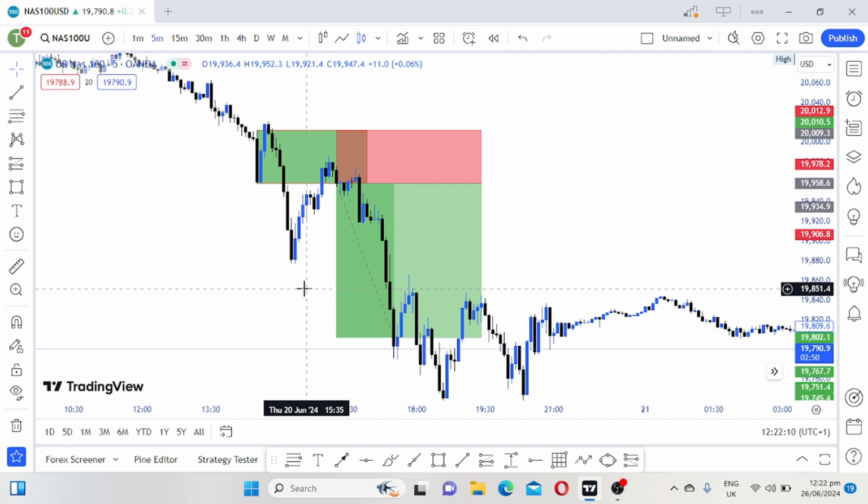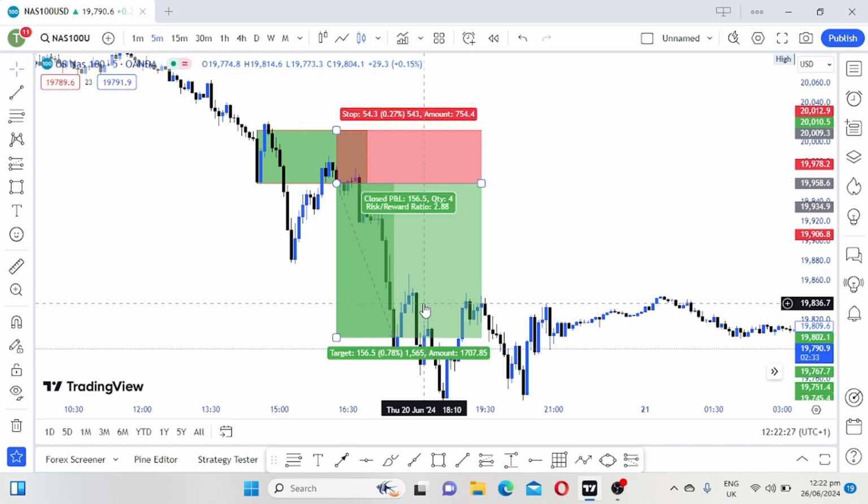Then after that, you place a sell. After placing a sell, you put your stop loss above the top of that candlestick. Then you target a 1 to 1, a 1 to 2, or a 1 to 3 risk reward ratio, as you can see here. That is what we got here. We got a 1 to 3 risk reward ratio.